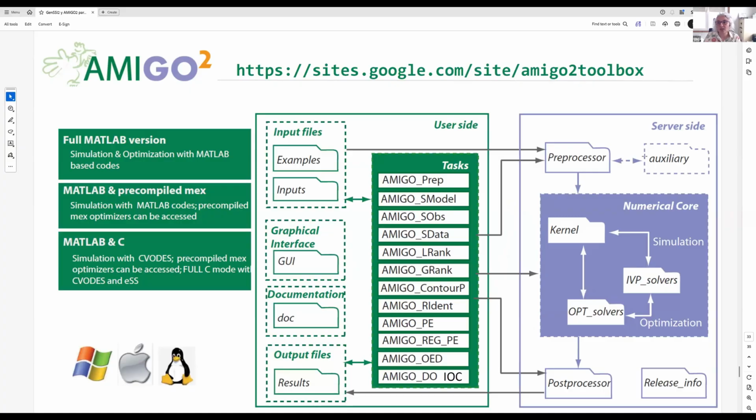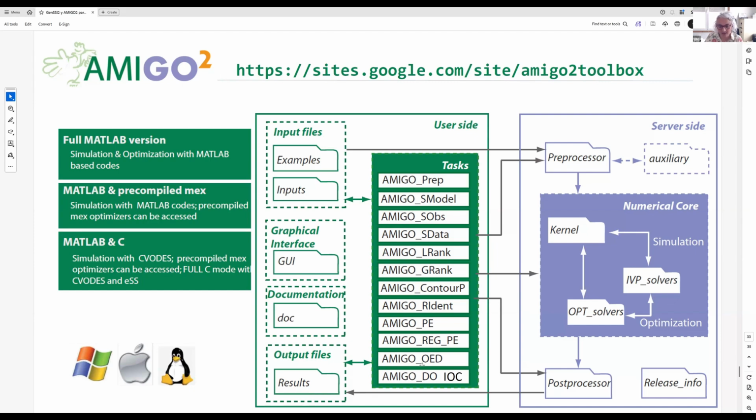So if you want to download the tool, it's available here, and you will see it's a folder. There is no installation. You just copy it into a path. It is implemented in MATLAB, so you enter MATLAB, go to your path, run AMIGO startup, and you will have everything installed for the session.